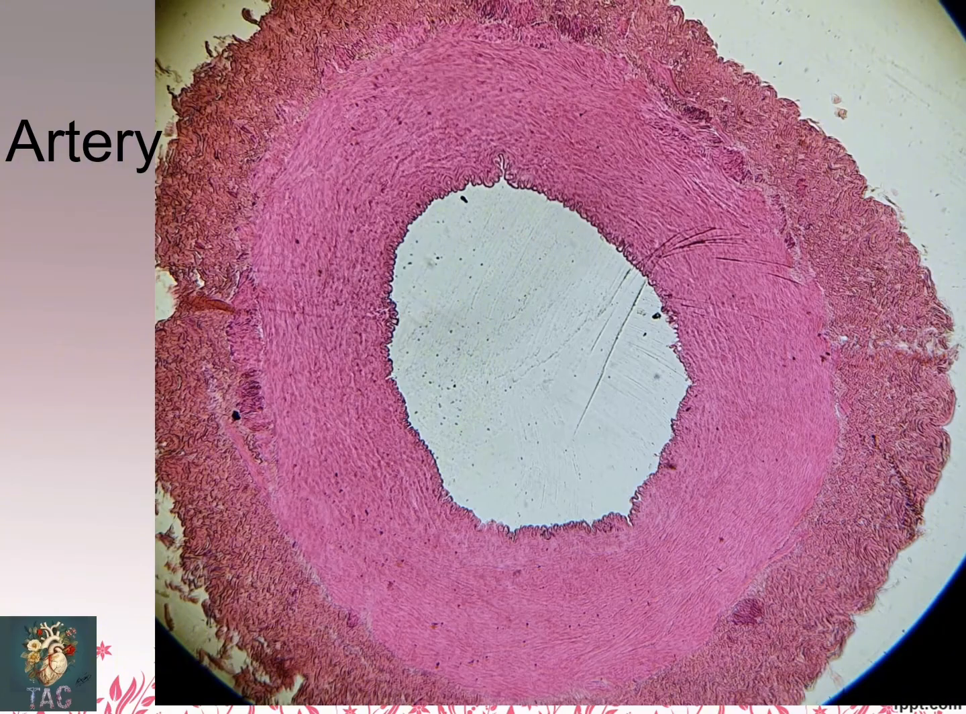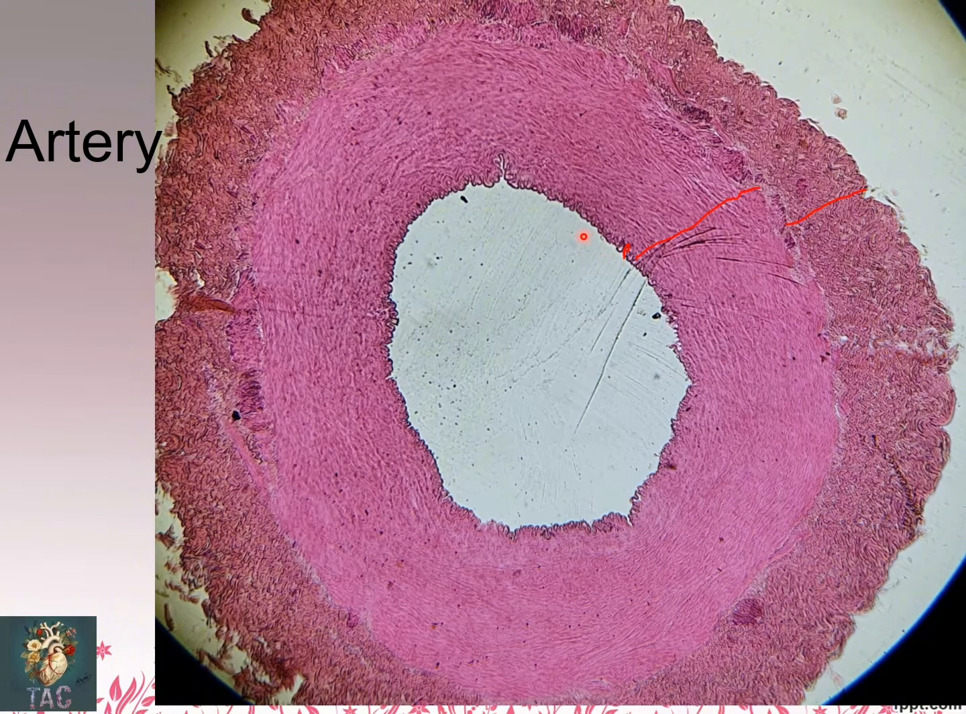So now look at the slide of the artery. This is a beautiful slide of the artery, the medium sized artery. First we will mark different areas. This is the endothelium and tunica intima, then outer to this tunica intima is tunica media, and this is the tunica adventitia. So these are the three coats of the arteries. Now understand these three coats.